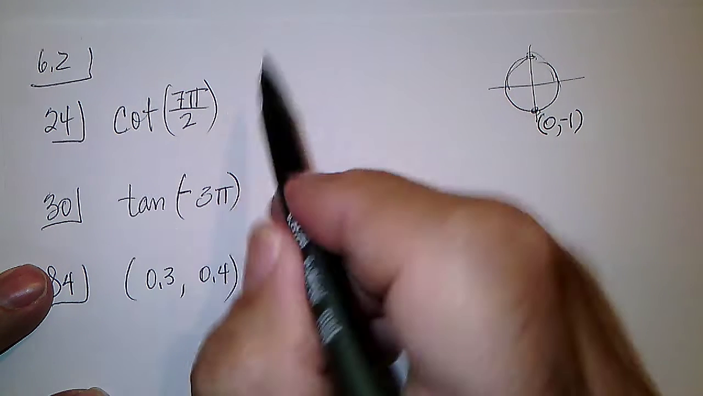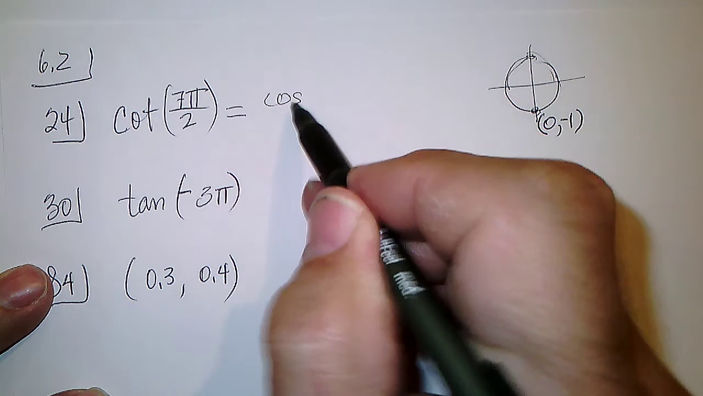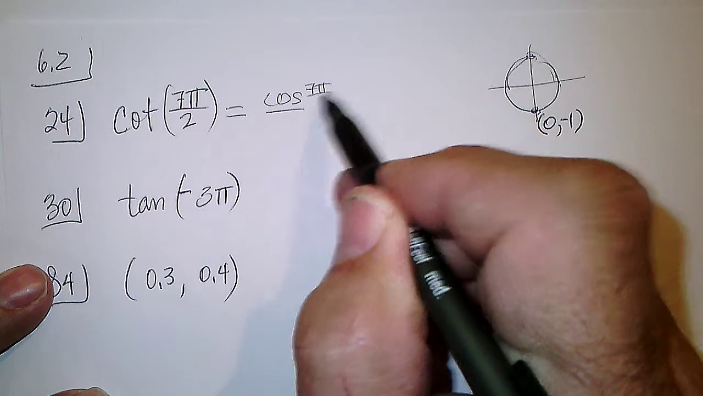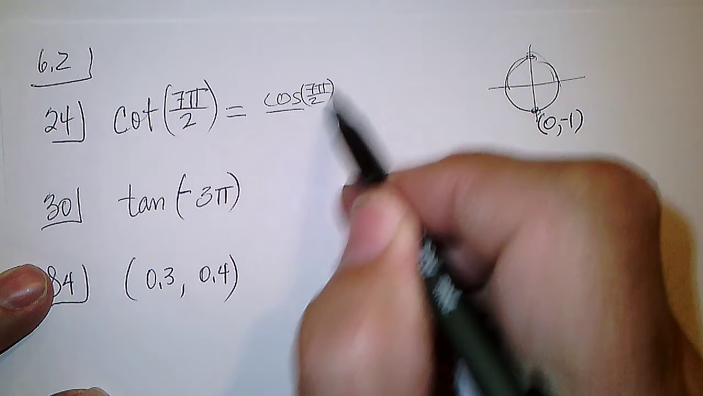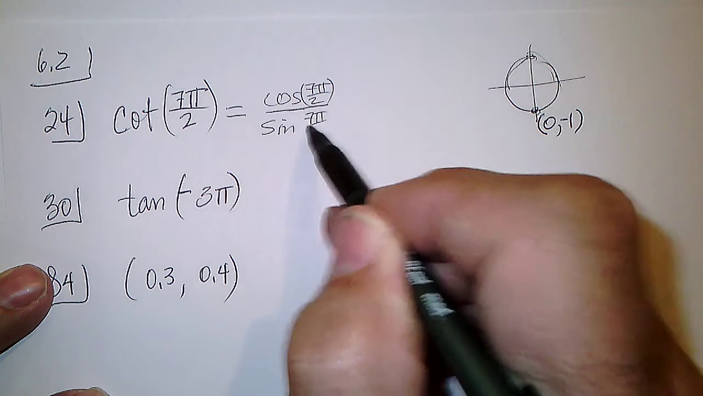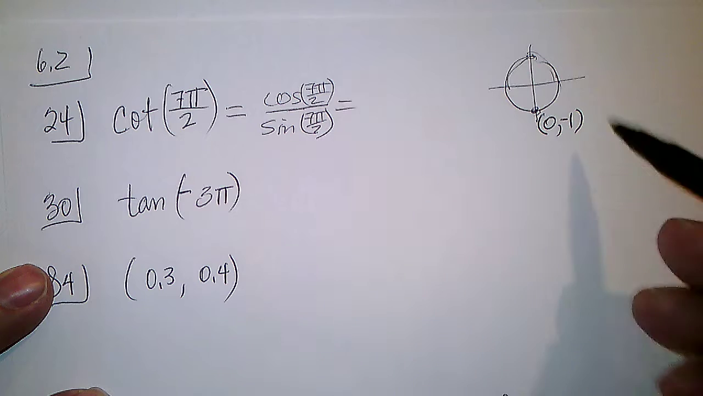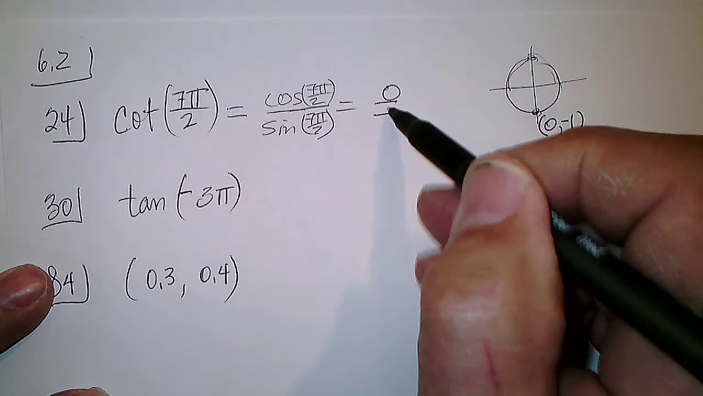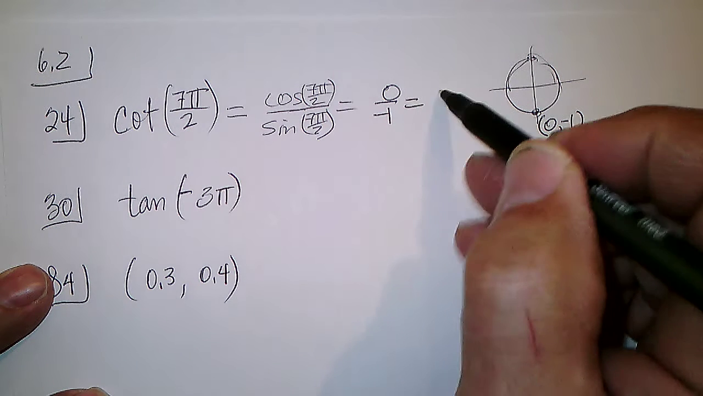And cotangent is cosine of the angle over the sine of the angle. So the cosine is 0, the sine is -1, and so we get 0.